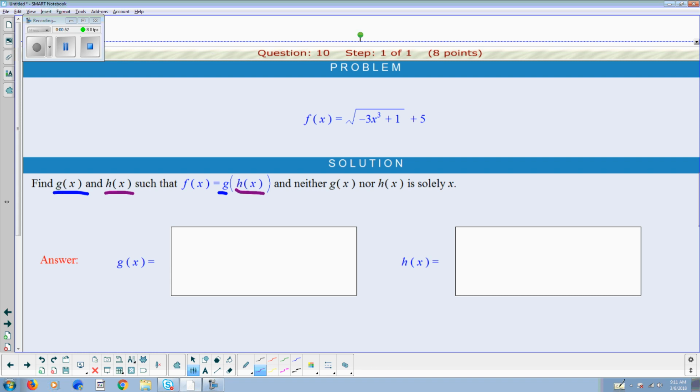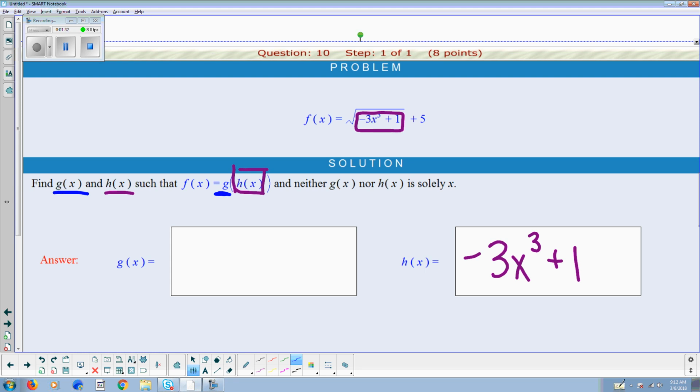So we're going to try to identify an inside function and an outside function. The inside function is going to be our h of x. So if I'm looking at the given f of x, I can see that negative 3x cubed plus 1 is clearly inside of something. So I'm going to call my inside function h of x, negative 3x cubed plus 1. G of x is my outer function.